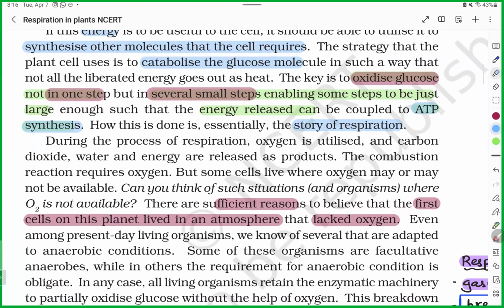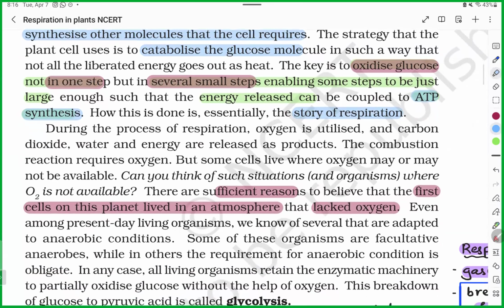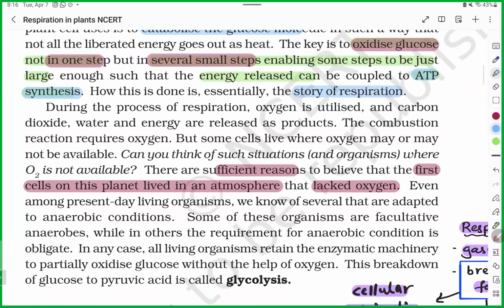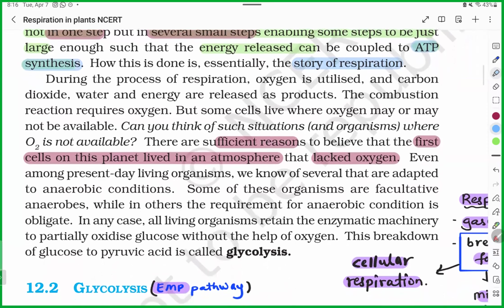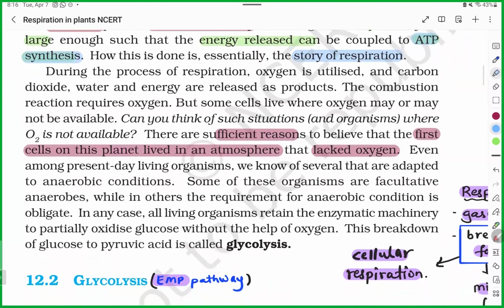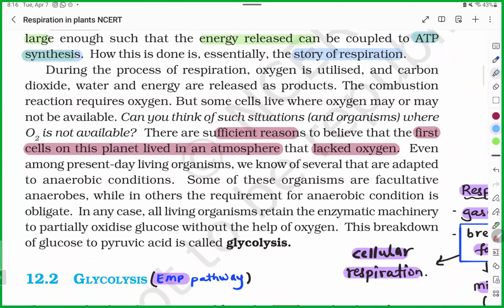During the process of respiration, oxygen is used, and CO2, water and energy are released as products. Correct? And this process requires oxygen. Some cells live where oxygen may or may not be available. And you can see there is sufficient reason to believe that the first cell was lacking oxygen, meaning anaerobic.